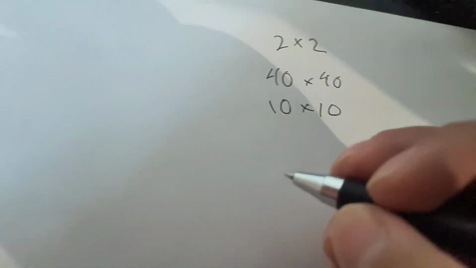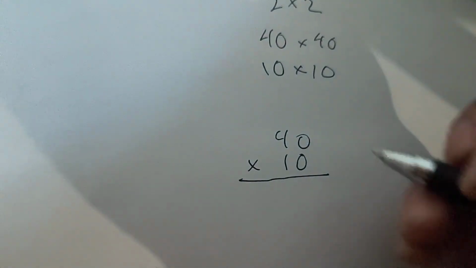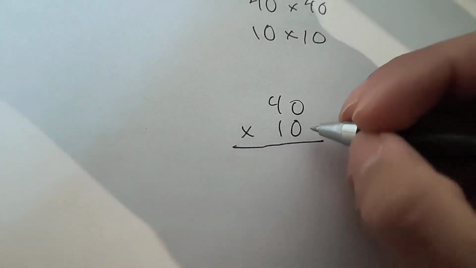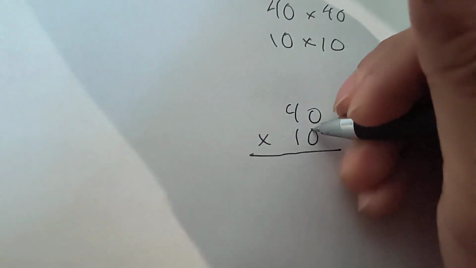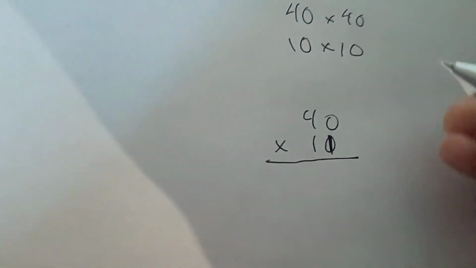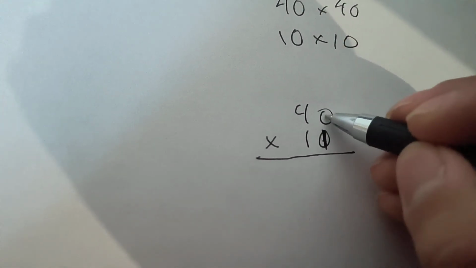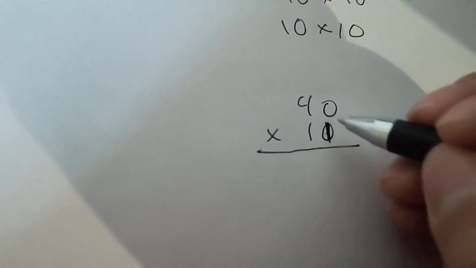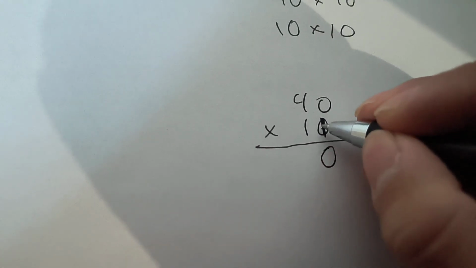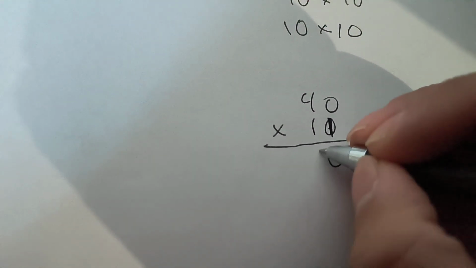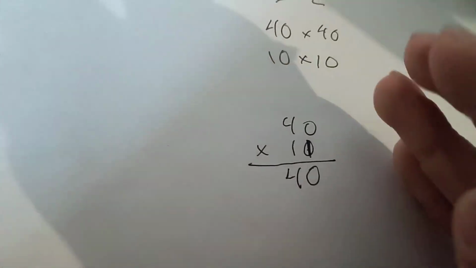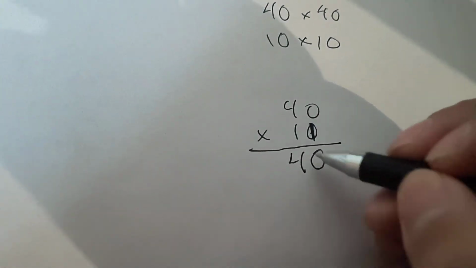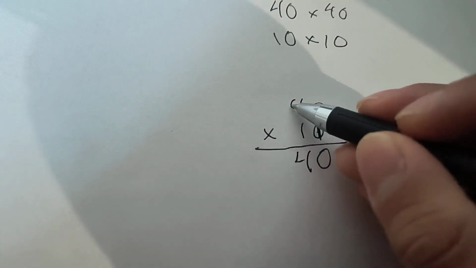Okay, so let's take 10 times 40. Or actually, let's make this 11. 11 times 40, okay? You start with the ones place. You multiply by this ones place, it's 0. Then multiply by this ones place, it's 4.